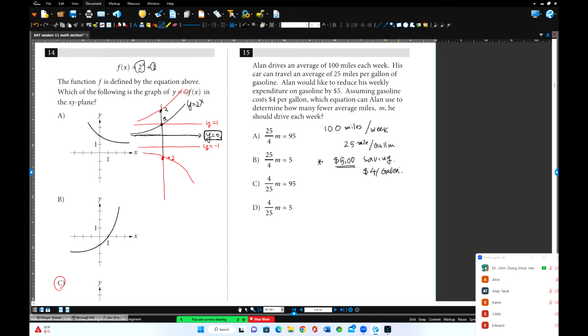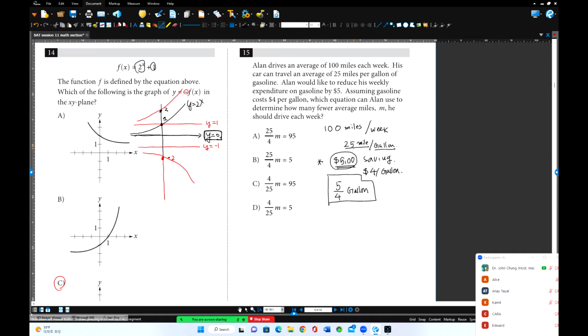Which equation can Alan use to determine how many fewer average miles he should drive each week? He is going to drive less, the mileage, to save $5. So with $5, using this: 1 gallon is 25 miles. If you have $5, how many gallons can you buy? $5 divided by 4, isn't it? $4 is 1 gallon, so $5 divided by 4 gives 1.25, or 5/4 gallons.